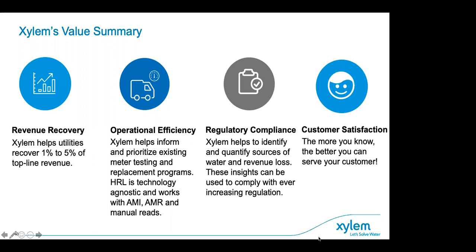There's operational efficiencies. We're definitely informing and prioritizing actions. Meters that may not have been suspected of having inaccuracies, we're delivering that. And we're saying, go to this meter first, go to this meter second. It lays out a very clear path as to how to address the issue. You don't just have a bundle of flags, you have a bundle of prioritized flags, and it's very different. And the technology works with any meter read technology: AMI, AMR, manual reads.